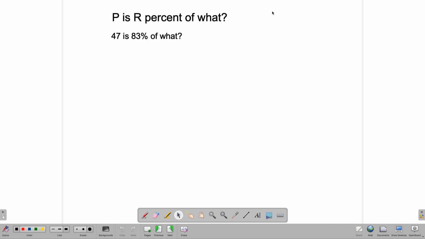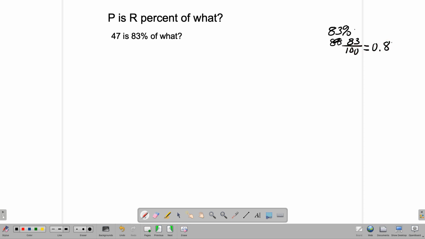First of all, we have 83%. We cannot use this directly in an equation. So we have to say 83% divided by 100 will produce 0.83. And this is what I'm going to use in the computation.